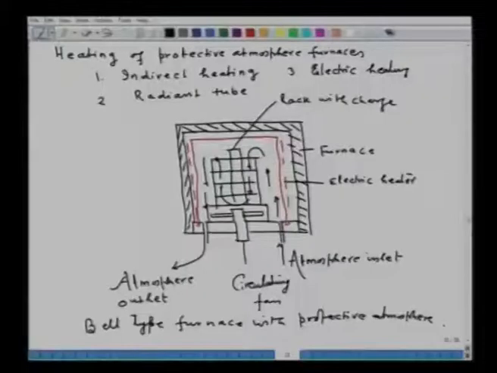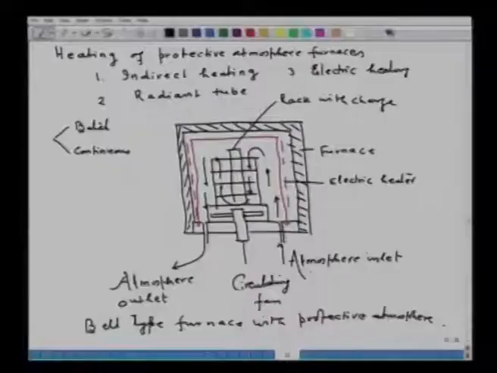Now, the furnaces are of two types. One is the batch furnace and another is the continuous furnace. This particular diagram which I have drawn for you is a bell type furnace with a protective atmosphere. This is typically a batch type of furnace where you have an electric heater, as you are looking at, which heats the charge inserted into the furnace. The atmosphere enters at the inlet, and here is the circulating fan, and this fan circulates the atmosphere around the charge which has been put on a rack. This is a rack with the charge. So this is how a batch furnace looks.